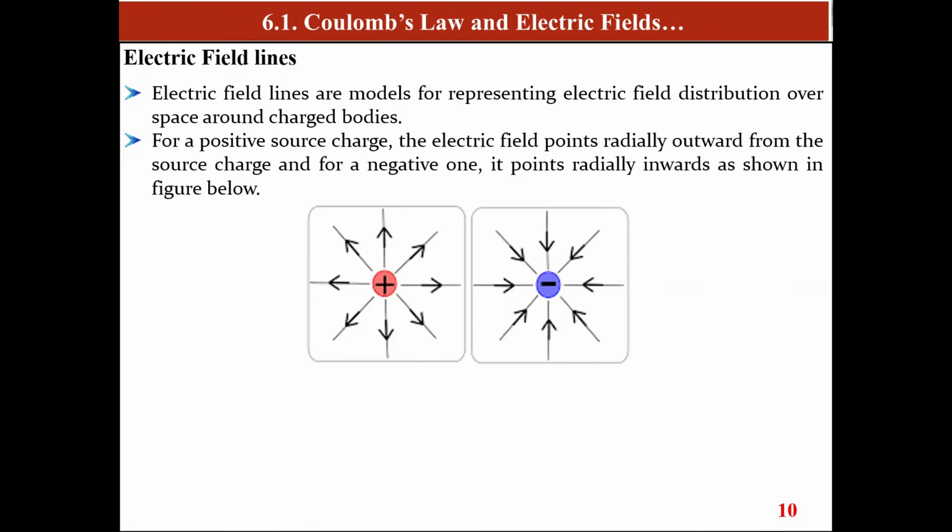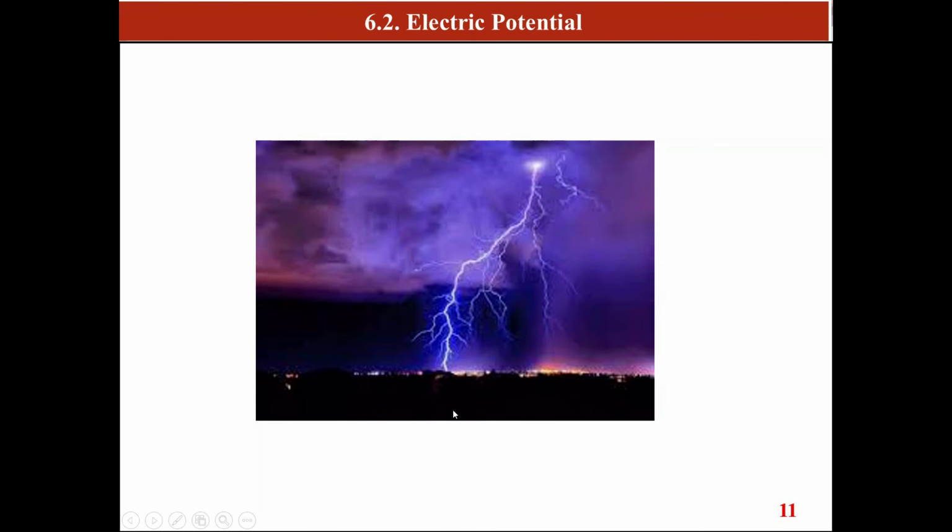In order to understand, for a positive source charge, the electric field points radially outward. This is a positive source charge, so the direction of the electric field is radially outward from the source charge. And for a negative one, it points radially inward, as shown in the figure below. For a positive, it's outward. For negative, it is inward.